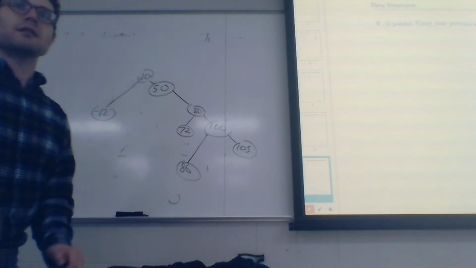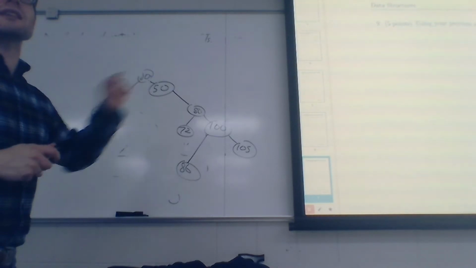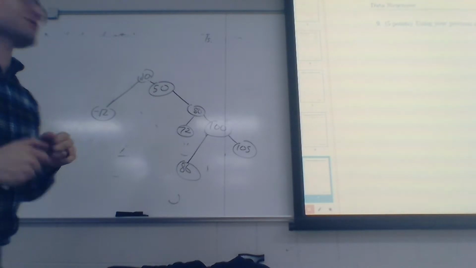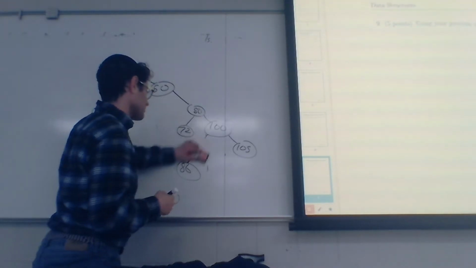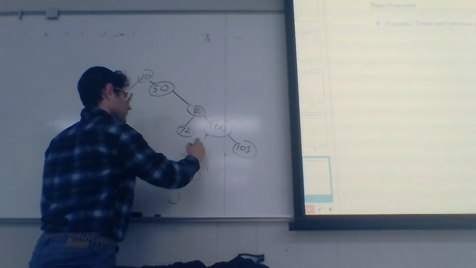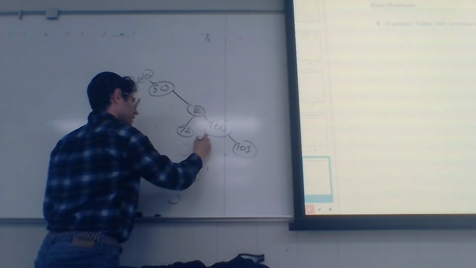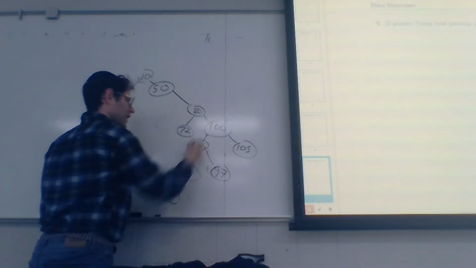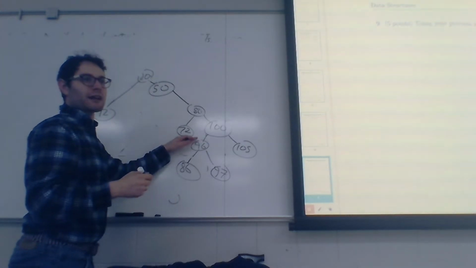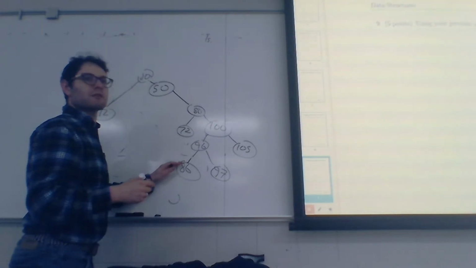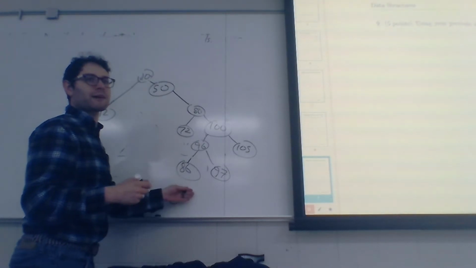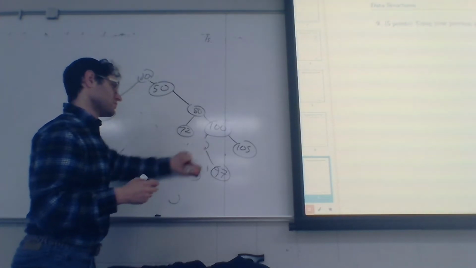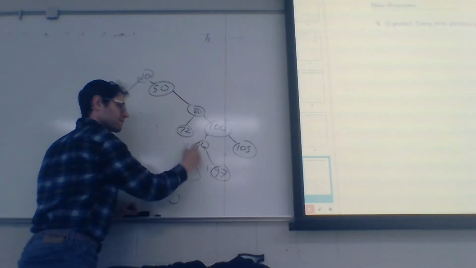Okay. What if you have two children? If you have two children, you find the biggest thing that's smaller than you. Then you just replace it. You don't do any rotations, right? If 96 had two children, say it had 97 as a child, and we're deleting 96, we'd go to the left, right, to find the biggest thing that's smaller than us, go all the way to the right, turns out to be 86, so we replace 96 with 86, right?